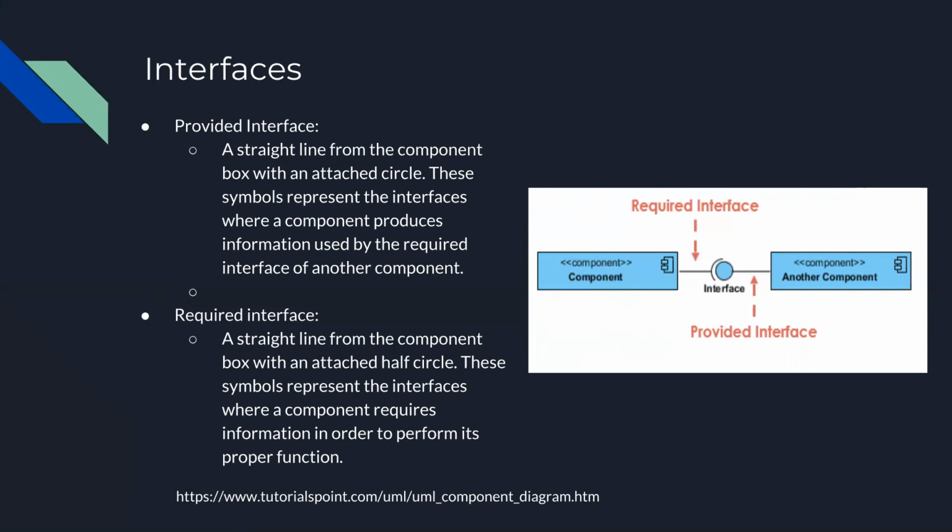Required interface. A required interface is represented as a straight line from the component box with an attached half circle. These symbols represent the interfaces where a component requires information in order to perform its proper function.